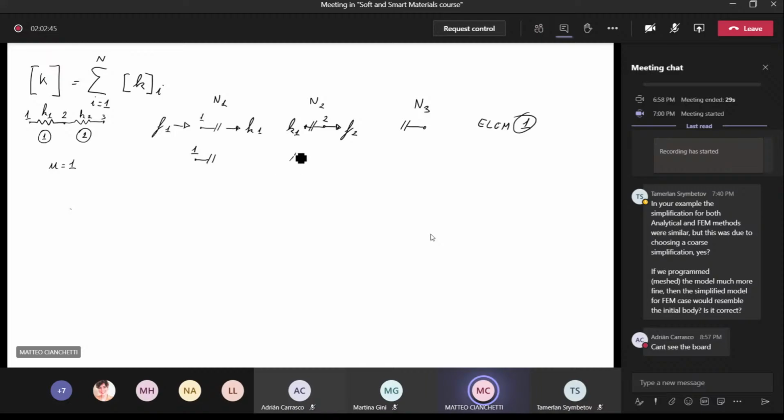Node 2 is F2, connected to node 2. K2 and K2, with F3. Okay, so this is of course for element 2. So I'm just analyzing the two elements, decomposing node by node, as we did for the first example.